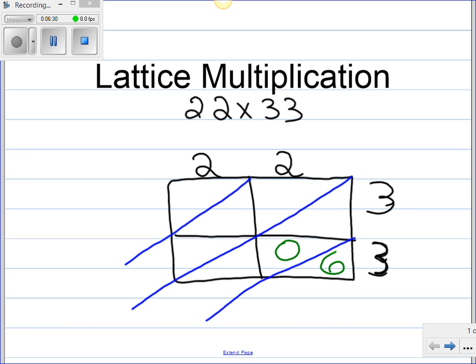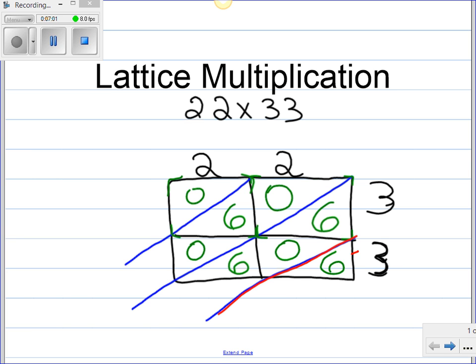I'll go up to the next one. 2 times 3 again, 6, and 0 as a placeholder. We'll look at this 2 times 3, which is 6. And our final one, 2 times 3, is 6. Okay. I'm going to change colors again, just so we can look at these diagonals a little bit. Hopefully this will be a little clearer.